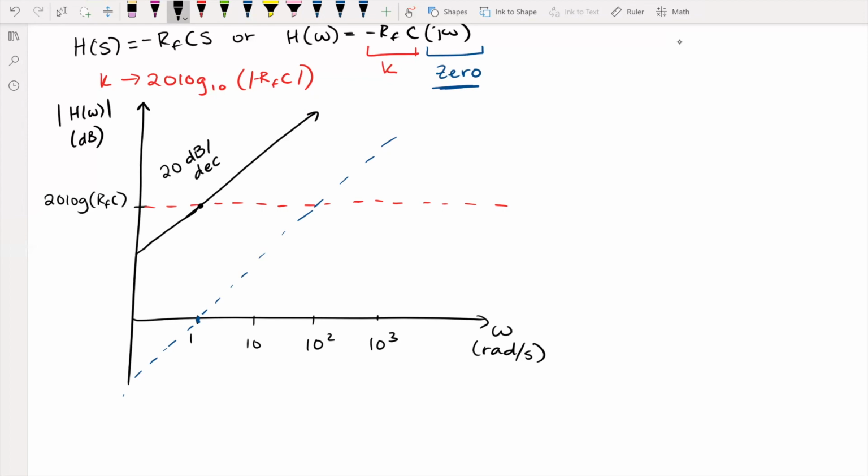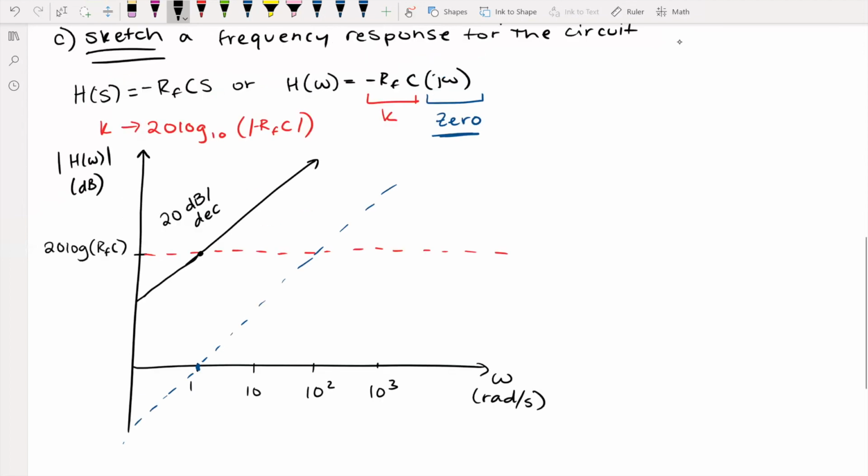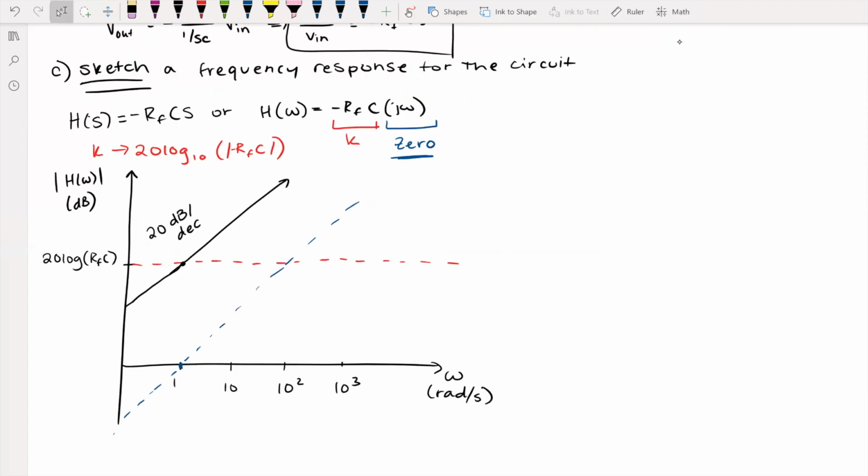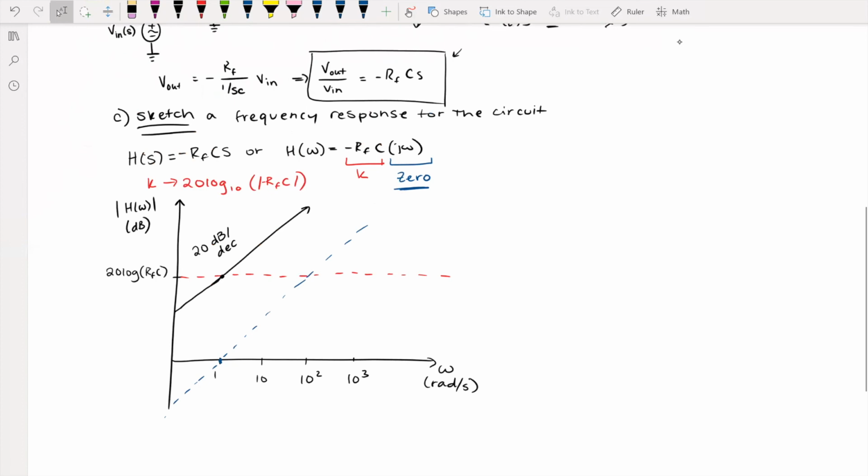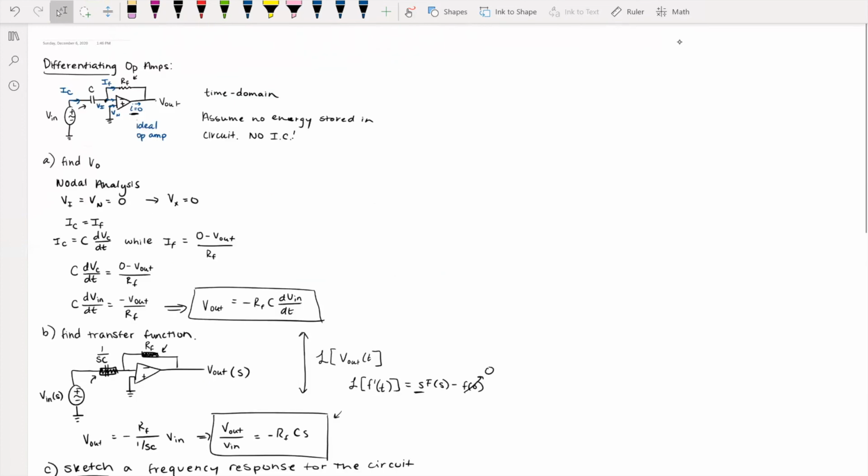Yeah, here we go. That's just the very rough sketch of the frequency response of the circuit, and it just gives you some idea of a differentiating op amp. But honestly, that's all there is.